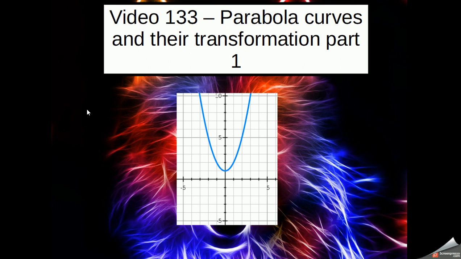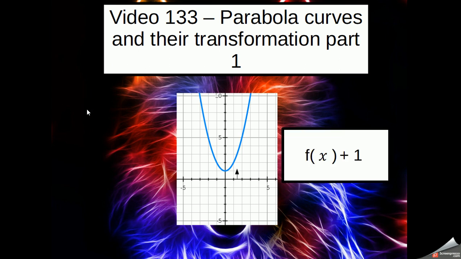Here it's changed. Now a transformation has taken place. What has happened to the equation to allow this to happen? Well, our end result has increased by 1, whereas y was 0 before, now it's 1. So in other words, we've added 1 onto the function. Sorry, x squared has become x squared plus 1.